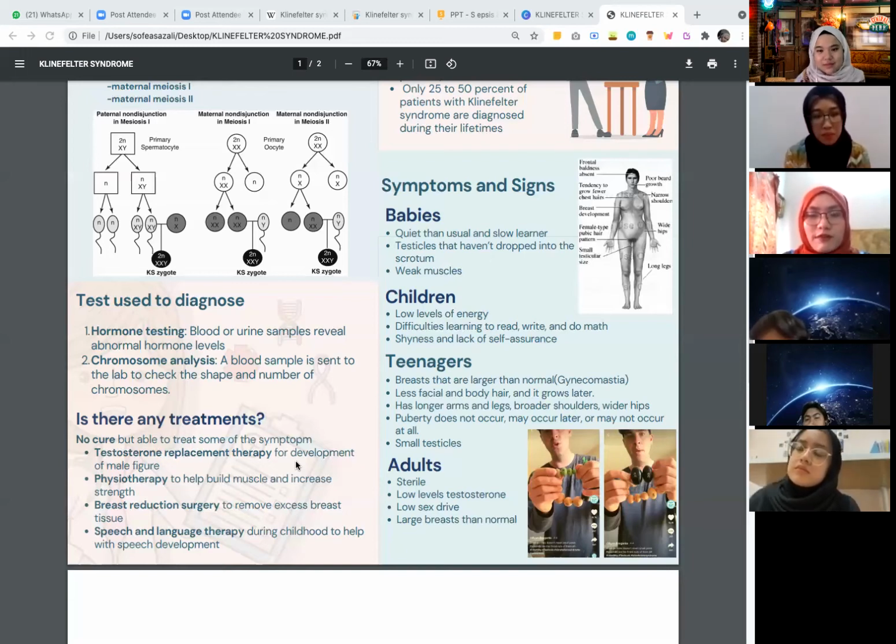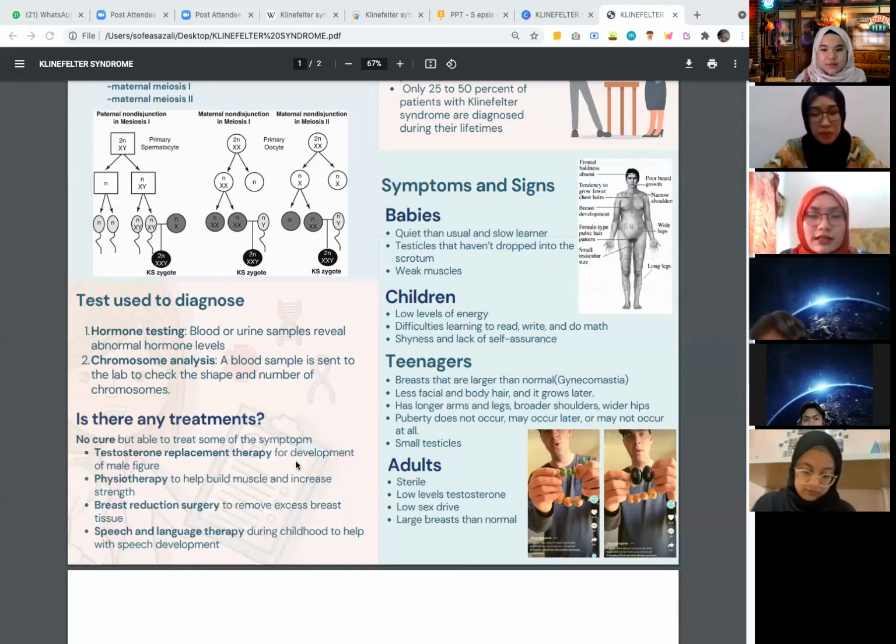For the children, they have low levels of energy, difficulties learning to read, write, and do math, and shyness and lack of self-assurance. This means a lack of self-confidence and problems in the development of social skills and language skills. Next one is for teenagers. Breasts that are larger than normal, which is known as gynecomastia. Gynecomastia is the enlargement or swelling of breast tissue that occurs in a male, which is caused by a higher level of estrogens and also being out of balance with testosterone levels.